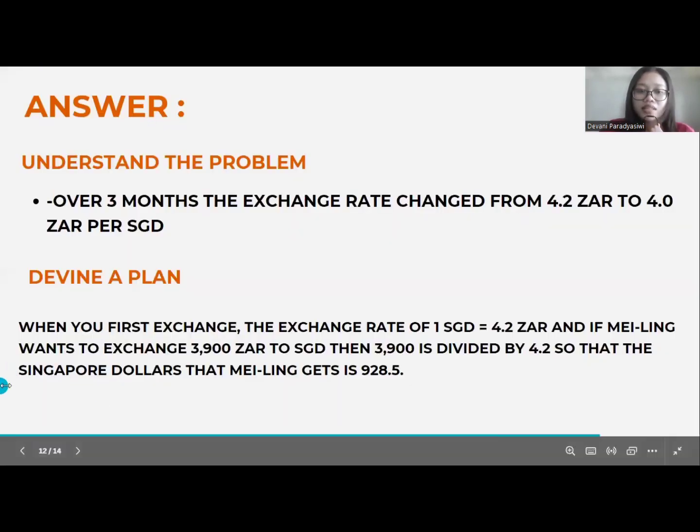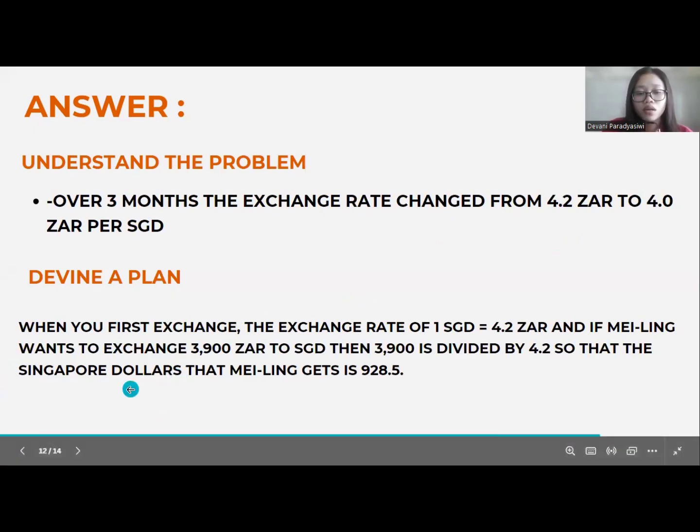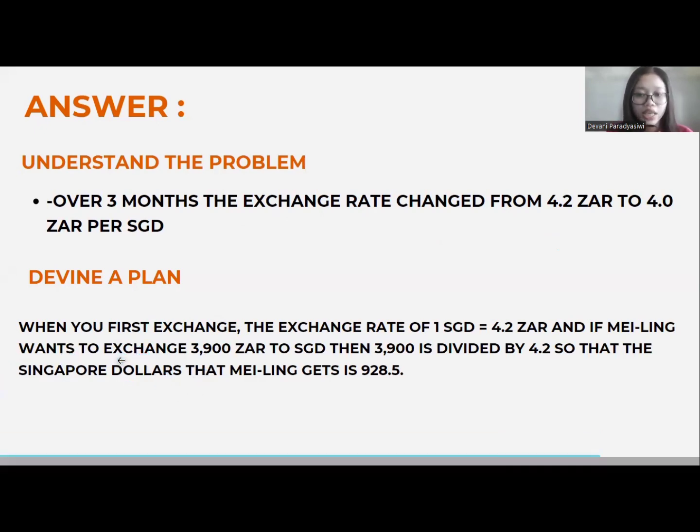First is understanding the problem. After 3 months, we know the exchange rate changed from 4.2 ZAR to 4 ZAR per SGD. Then we can define a plan. At the first exchange, the exchange rate was 1 SGD equal to 4.2 ZAR. If Mei-Ling wants to exchange 3,900 ZAR to SGD, then 3,900 is divided by 4.2, so the Singapore dollars that Mei-Ling gets is 928.5.